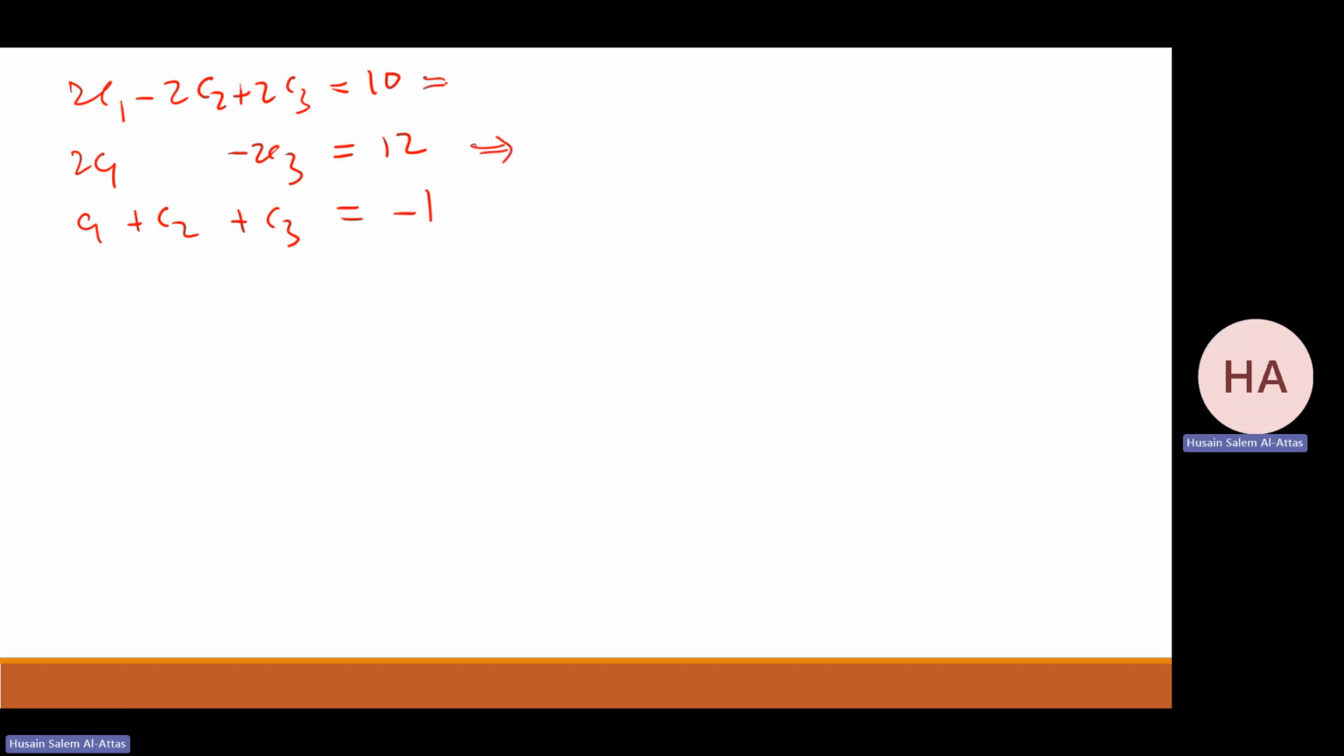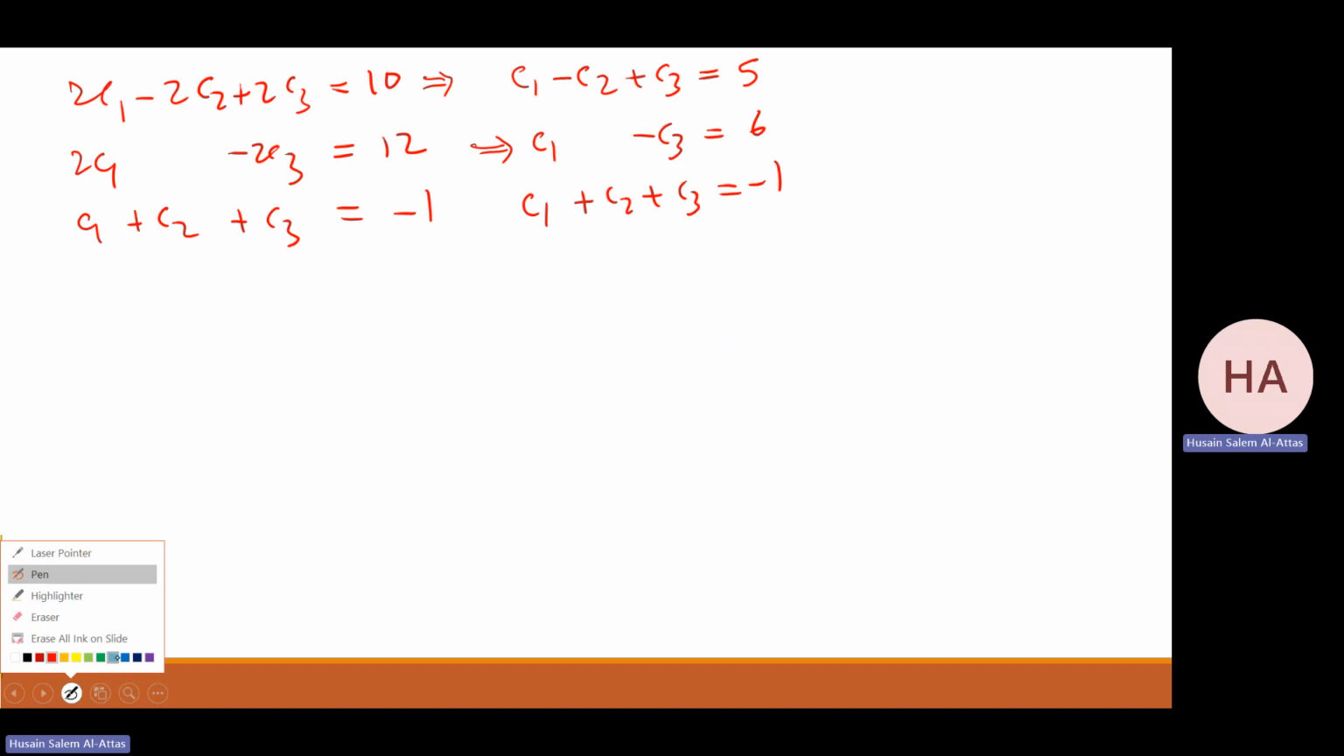By the way, here I can divide by 2. So let me first divide by 2. I have c1 minus c2 plus c3 equals 5. Here I have c1 minus c3 equals 6. And that will be c1 plus c2 plus c3 equals minus 1. You know what? There is no need to do it by Gauss elimination. Now we have three equations, three unknowns. Try to do it the way you like.